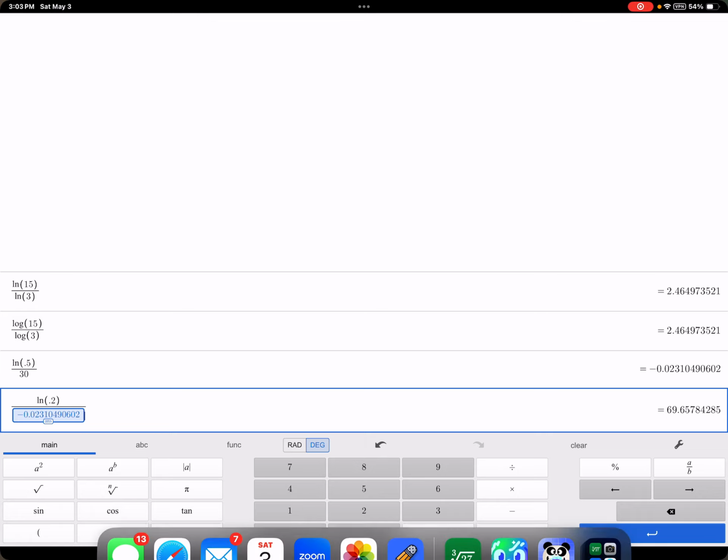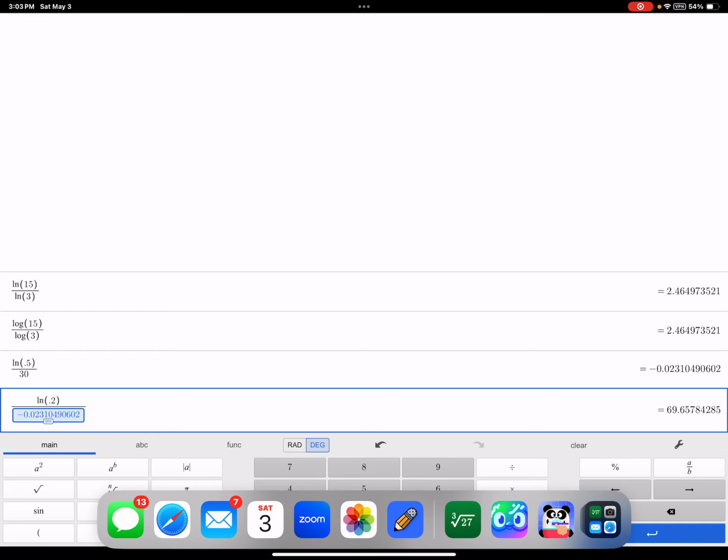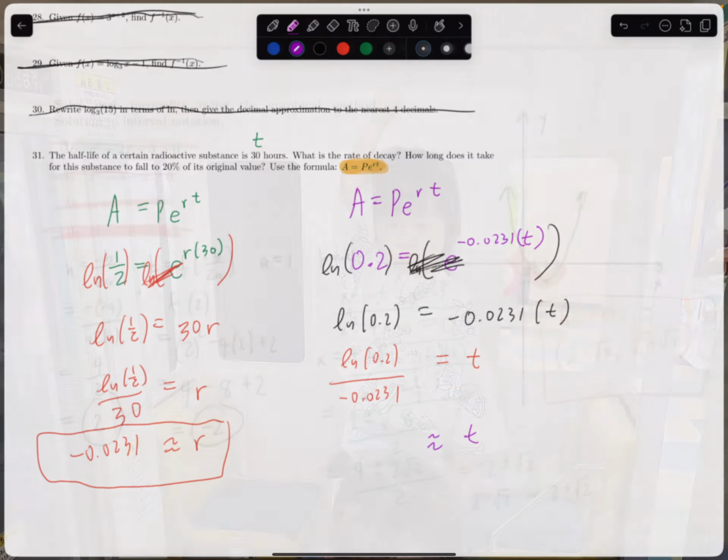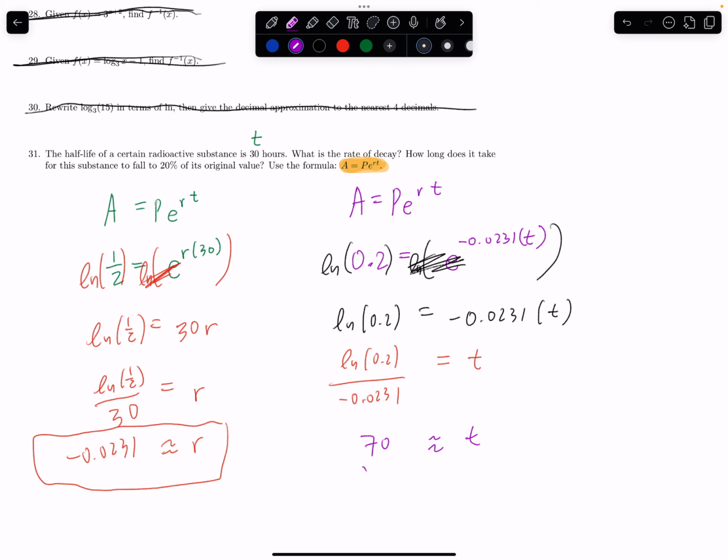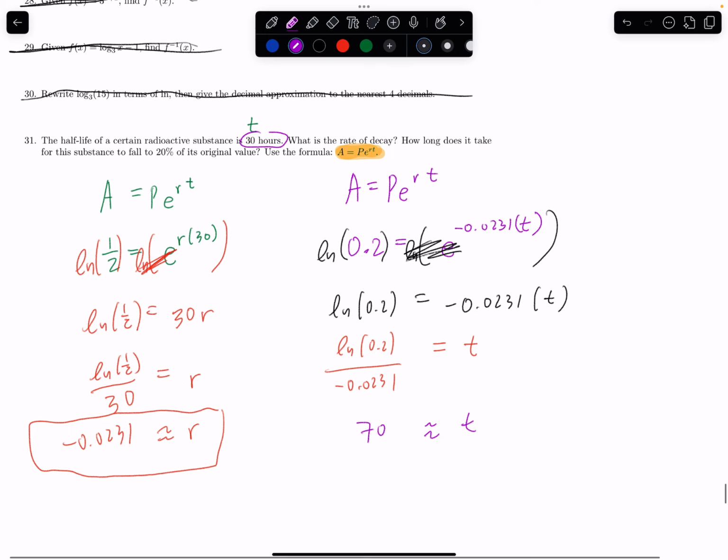Let's just round to the nearest year since it didn't ask us specifically what to round to. That'll be about 70 years. Oh, I'm sorry, hours, not years. This was hours. It's about 70 hours.